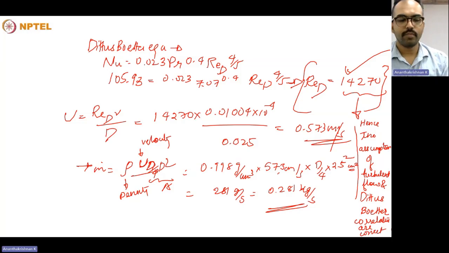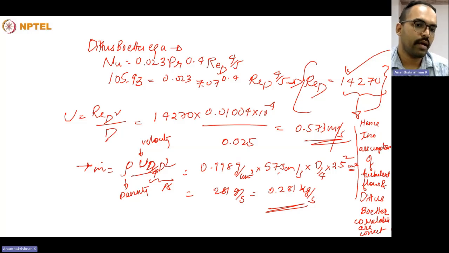So it was a straightforward problem to back calculate the mass flow rate, since the heat flux as well as the temperature difference is given. We calculate the heat transfer coefficient. From there we back calculated the Nusselt number, and from the Nusselt number we back calculated the Reynolds number, using the assumption that the Reynolds number is greater than 10,000, so that the applicability of the Dittus-Boelter correlation and turbulent flow is valid. And the Reynolds number that we got was in fact greater than 10,000.